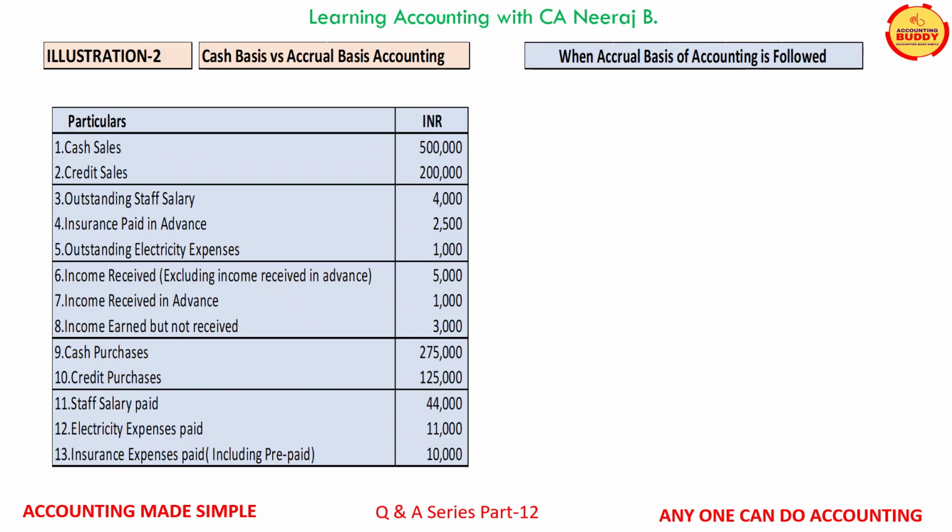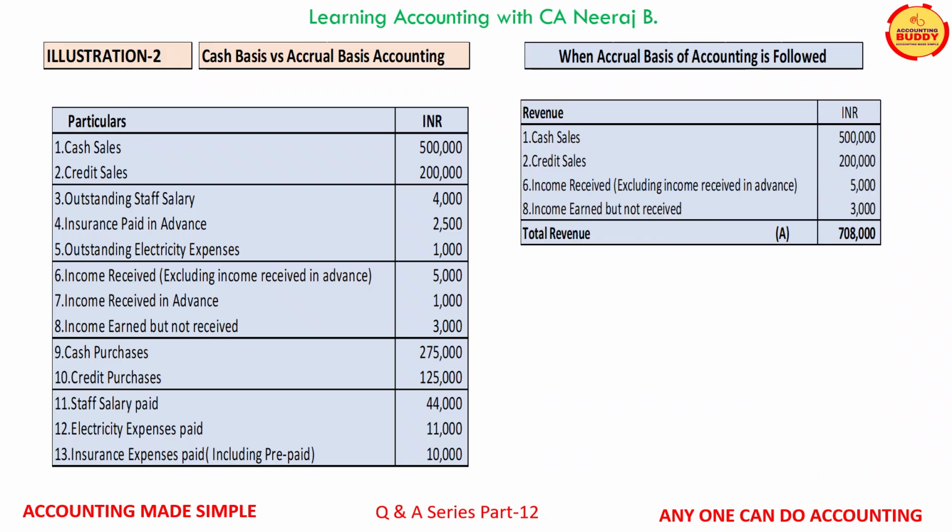Under accrual basis of accounting, total revenue of 708,000 will be considered, which comprises of serial number 1 cash sales 500,000, serial number 2 credit sales of 200,000, serial number 6 income received 5,000 and serial number 8 income earned but not received 3,000. Always remember, under accrual basis of accounting, revenue is recognized when it is earned and it does not matter when it is actually received. This is the reason that the income received in advance 1,000 is not considered.